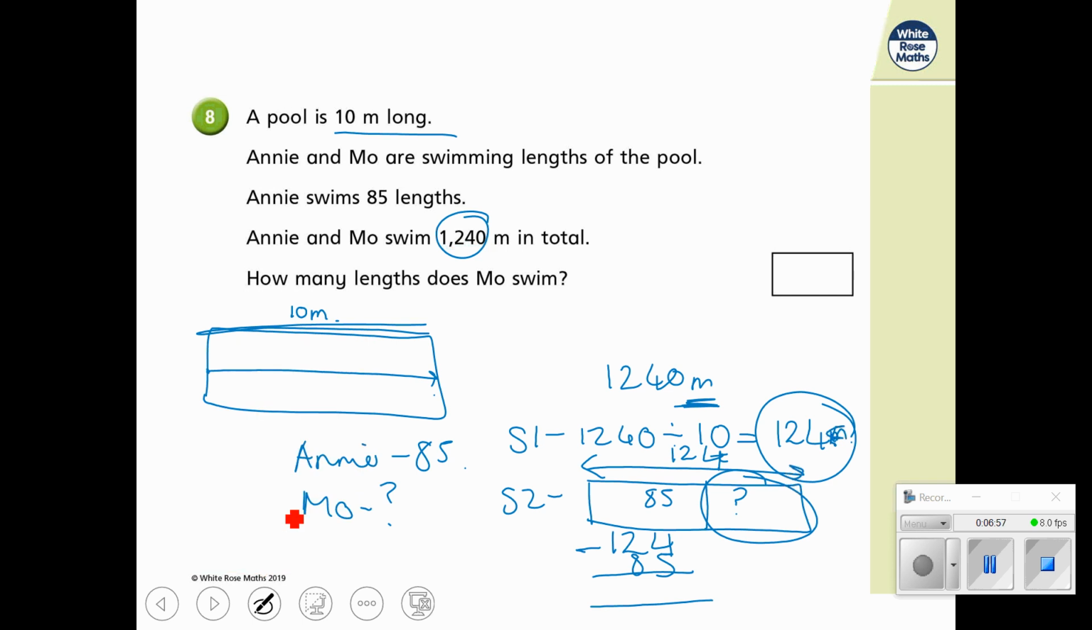So 4 take away 5. Do I need to exchange? Yes, I do. So I'm going to exchange one of my 10s for 10 ones, which means I now have 14 ones. 14 take away 5 is 9. Next column, 1 take away 8. Do I need to exchange? Yes, I do. So I'm going to exchange one of my 100s for 10 10s. So I've now got 11 10s take away 8, which is 3. And my answer is 39 lengths. That was a tricky one.